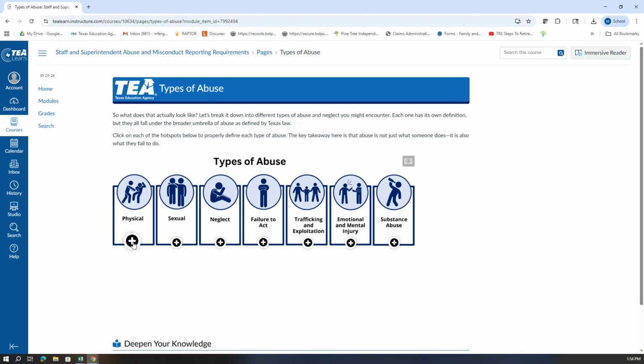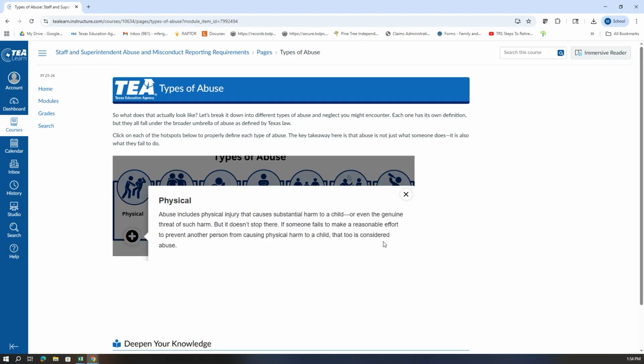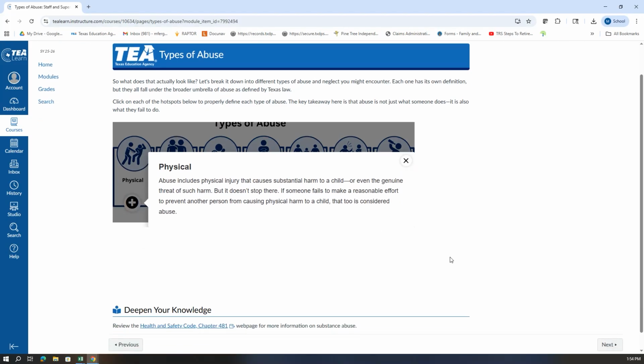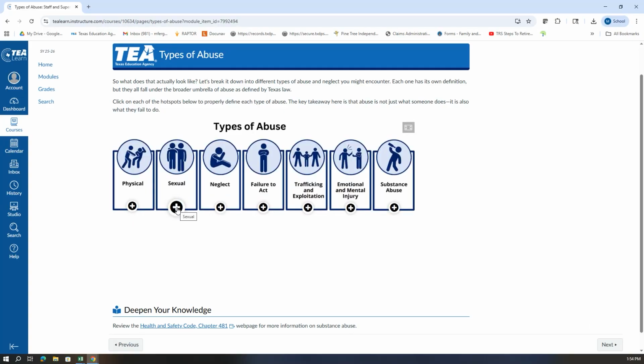Physical abuse. Physical abuse is abuse that includes physical injury that causes substantial harm to a child, or even the genuine threat of such harm. But it doesn't stop there. If someone fails to make a reasonable effort to prevent another person from causing physical harm to a child, that too is considered abuse.